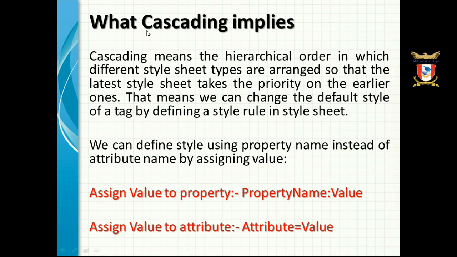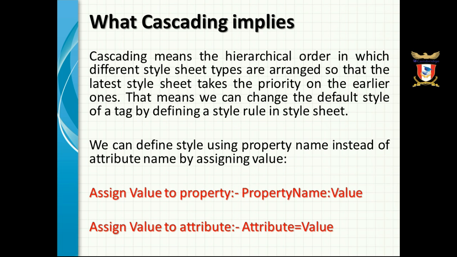So first we'll discuss what cascading is. Cascading means a hierarchical order in which different style sheet types are arranged so that the latest style sheet takes priority over the earliest one. That means we can change the default style of a tag by defining a style rule in a style sheet.